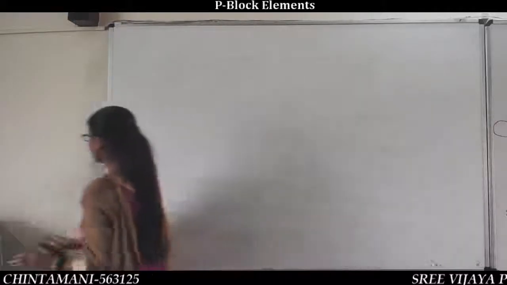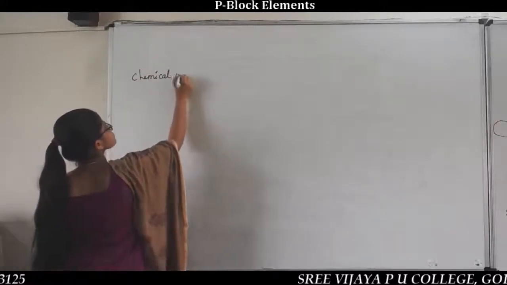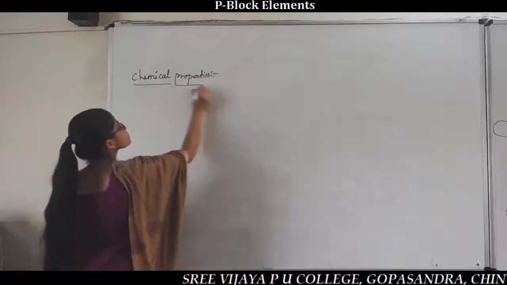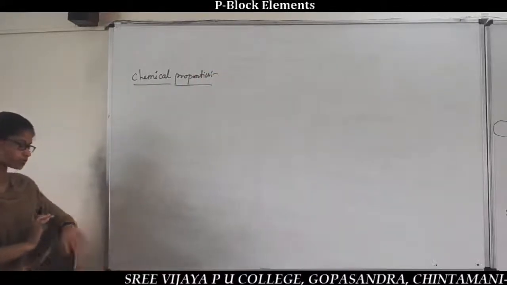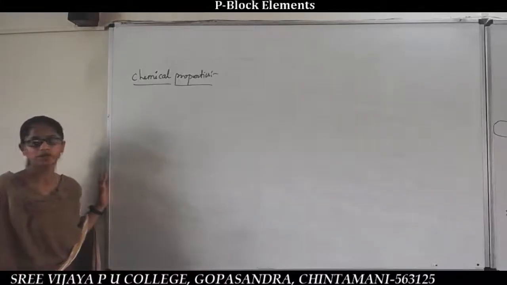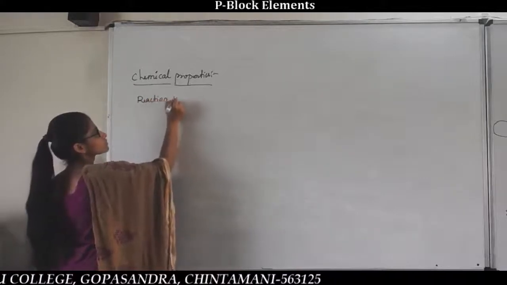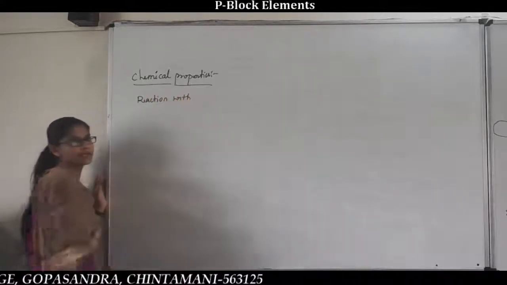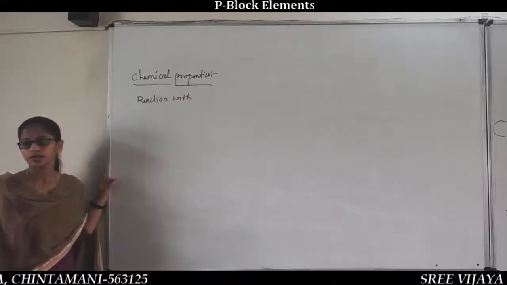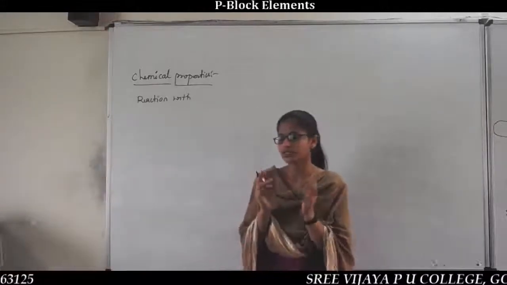The next one is chemical properties of ammonia. Usually we know the chemical properties of ammonia. The first chemical property of ammonia is that it reacts with metals or metal hydroxides. It reacts with the solution of metal hydroxide, or it reacts with water. Basically we can say the best example.